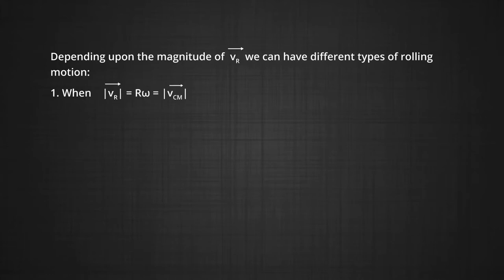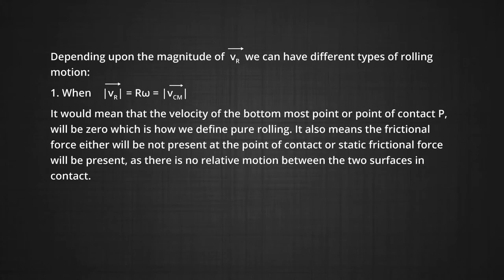When the magnitude of Vr, which is equal to r omega, is equal to the magnitude of Vcm, that is, the translational velocity of the center of mass has a magnitude r times the angular velocity, we would have a state of pure rolling for such an object. It would mean that the velocity of the bottommost point, or the point of contact, will be zero, which is how we define pure rolling. It also means the frictional force either will not be present at the point of contact or static frictional force will be present, as there is no relative motion between the two surfaces in contact.